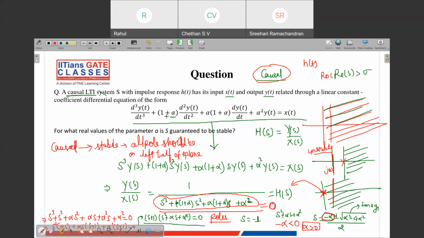Does anyone have any doubt here? So this is one of the questions that was asked in, I think, EC GATE. Let me go to the next slide then.